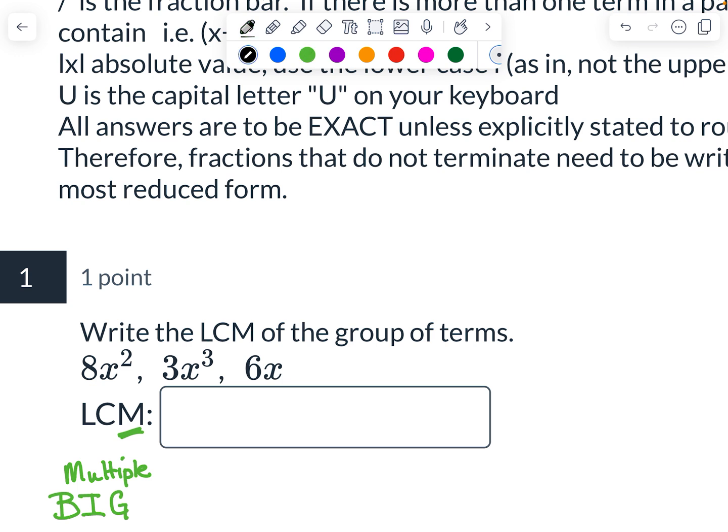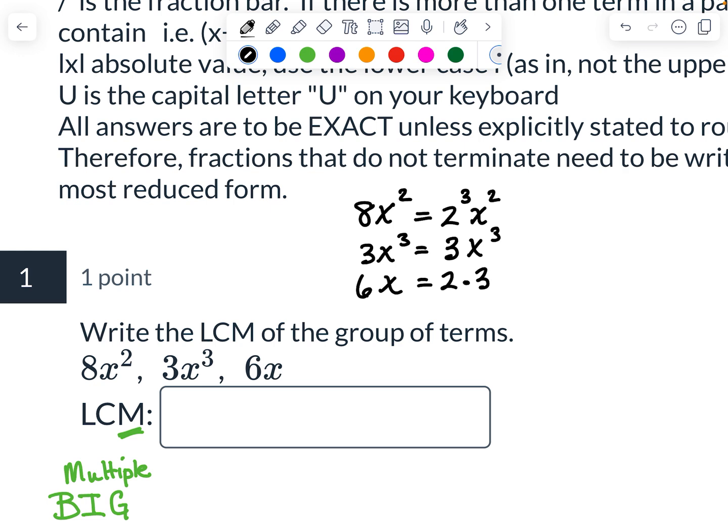So if I think about 8x squared in its prime factorization, that would be 2 to the power of 3 and x to the power of 2. 3x to the third is just 3x to the third, and 6x is 2 times 3 times x. So then if we want every factor to be represented, and multiple means big.